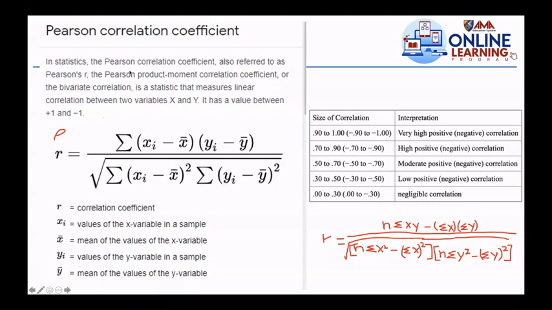So in statistics, the Pearson correlation coefficient, also referred to as Pearson's r, the Pearson product moment correlation coefficient, or the bivariate correlation, is a statistic that measures linear correlation between two variables X and Y. It has a value between +1 and -1. So you notice linear correlation. Again, we're after the linear correlation, not quadratic, not any correlation, but linear correlation. And between the two variables X and Y.